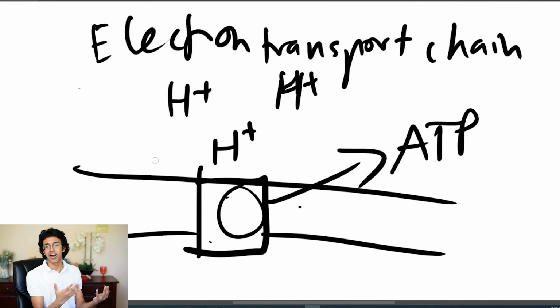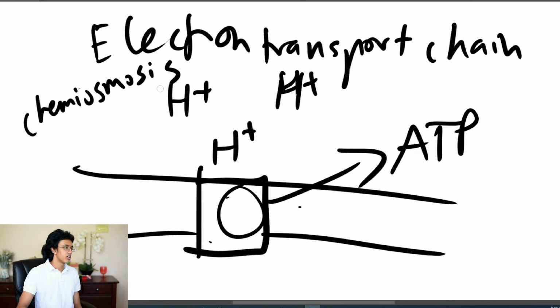And because the H+ ions are going through diffusion or like osmosis, it's called chemiosmosis. Essentially, the process of H+ ions being pushed out and then allowed back in through these ATP synthase molecules in order to make ATP is called chemiosmosis. It is also called oxidative phosphorylation because you're using oxygen to power the phosphorylation of ADP to ATP.